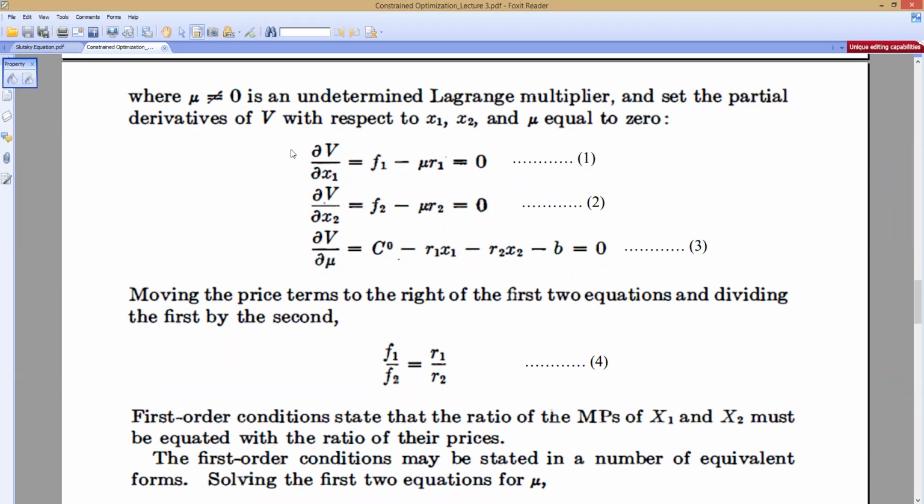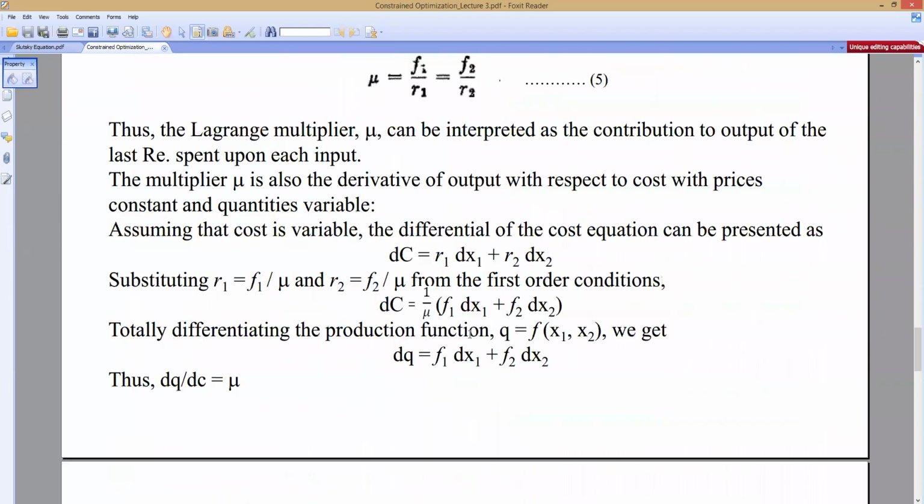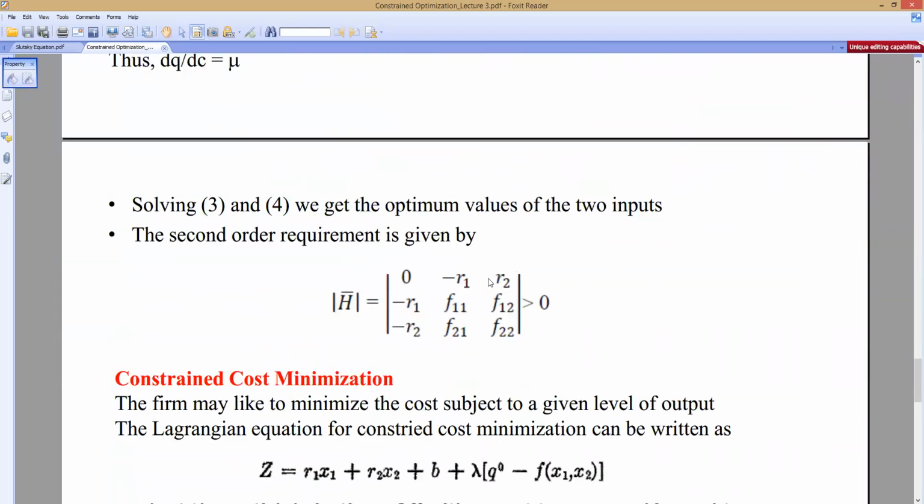Otherwise, del square V by del mu del x1, which is exactly equal to del square V by del x1 del mu, that is minus R1. The other similar derivative is minus R2. So we are getting the border as del square V by del mu square giving 0, and the other two values given by minus R1 and R2. So please check and rectify the typo. This should be minus R2.